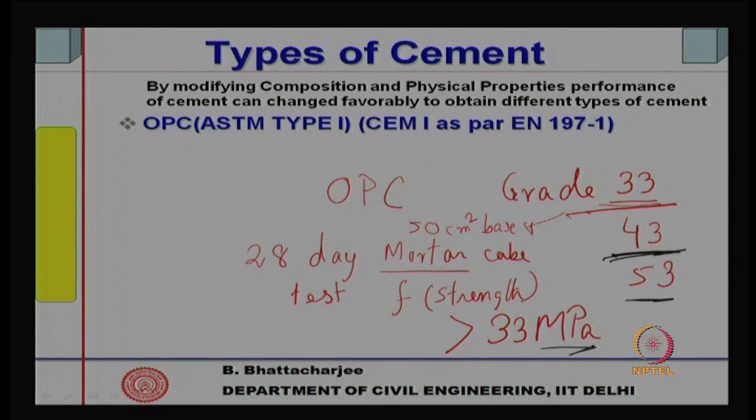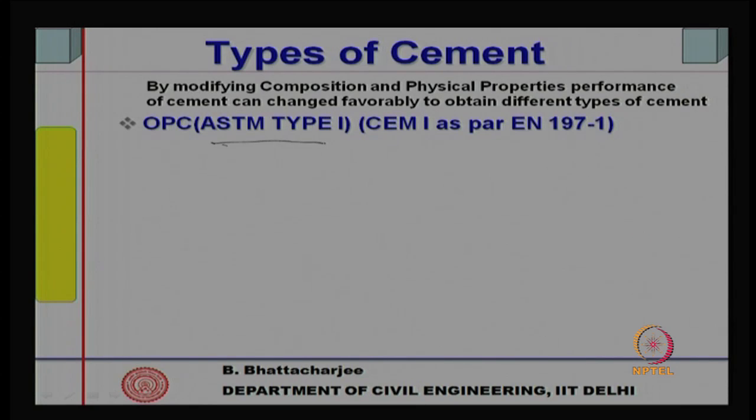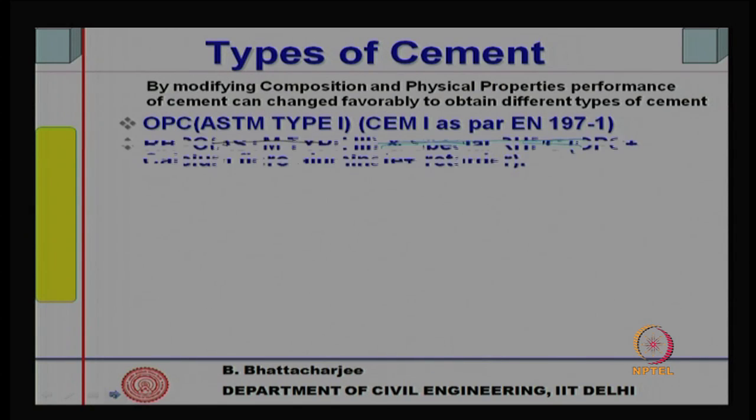And we have 3 different codes for this. IS 269 deals with this one, and that is the originally used ordinary Portland cement. So, that is as far as Indian standard is concerned. ASTM of course classifies OPC as type 1, and CEM 1 is what EN 197-1 says, that is the European standard. BS standard also used to call it so, but now all European codes are integrated, and this is CEM 1 as per European standard.